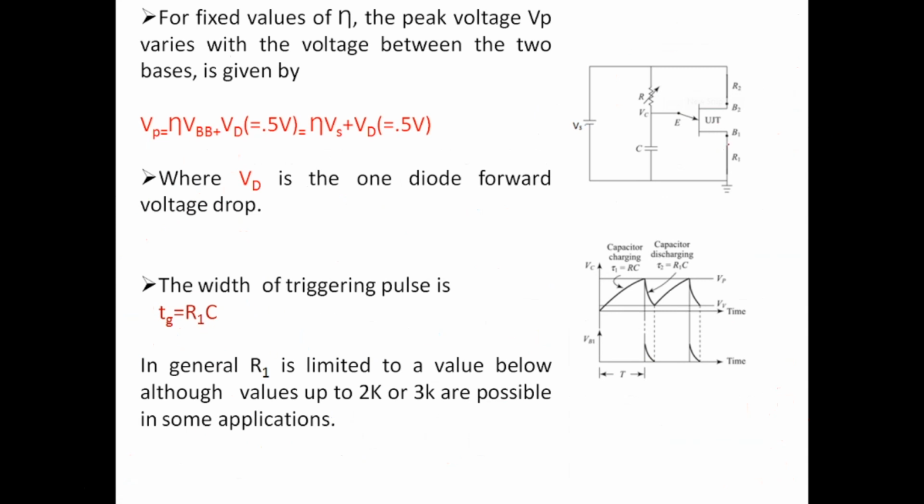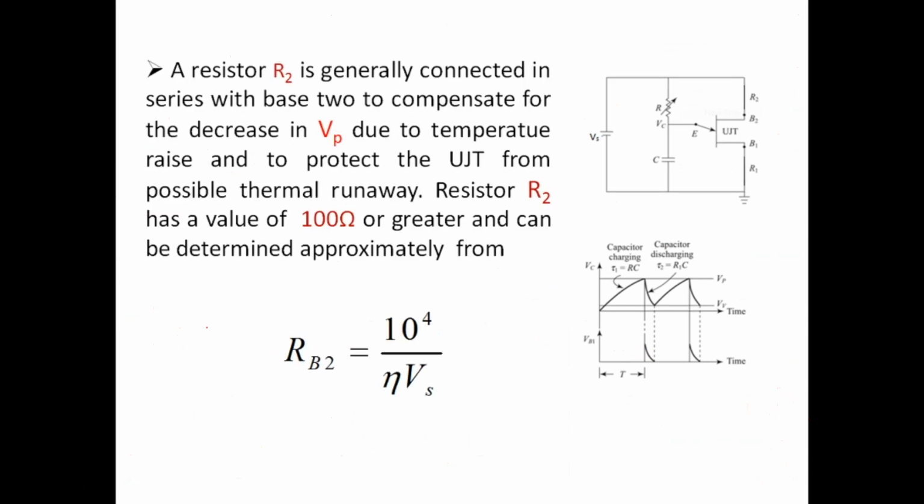For tapping this voltage, I require one resistance, so I will connect one here. If you call this R1, then this interbase resistance I will consider as very small. So this width depends entirely on this R1 and this C. So Tg is R1C. Resistor R2 is generally connected here. One more resistance I will connect here, R2, and this is to compensate the temperature effect.